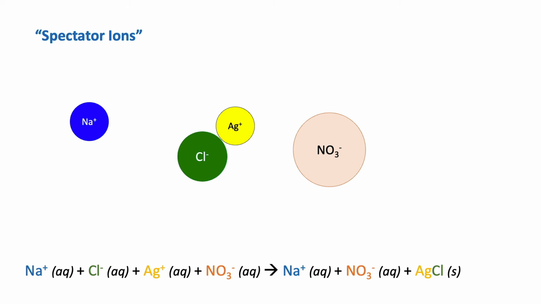So what about the sodium and the nitrate? Well, they can interact with other things. I didn't show it, but the nitrate could go back with the silver, but since silver nitrate is soluble, they will dissociate again. So it may happen, but it doesn't stick. In the end, there's only one thing that's permanent: silver chloride.